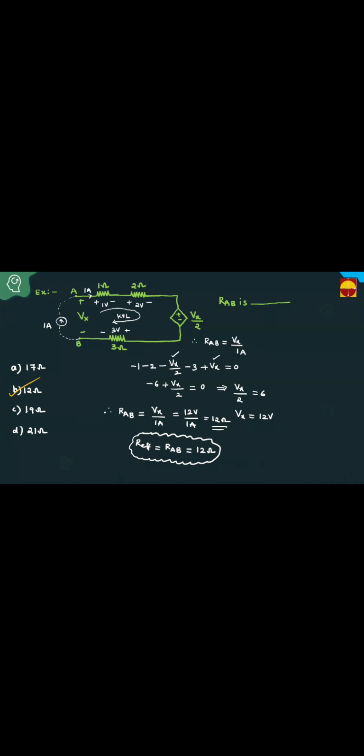Clear? Let us assume that a 1 ampere current source is connected, and with this method only we solve it. This is a previous GATE question. Can anybody answer this? The impedance looking into nodes 1 and 2 in the given circuit is... You have to find the resistance or impedance looking into nodes 1 and 2.